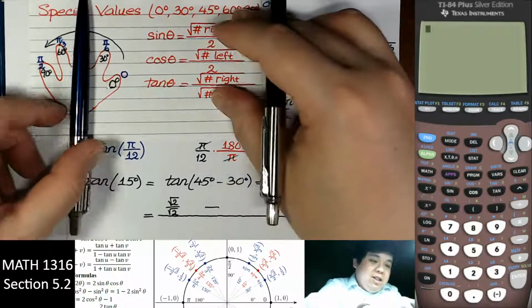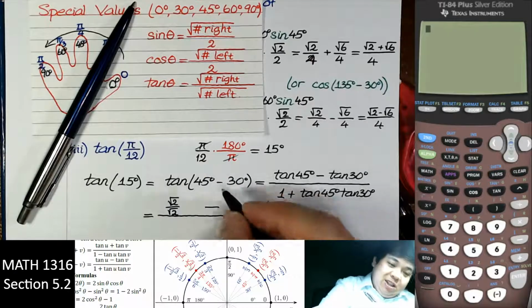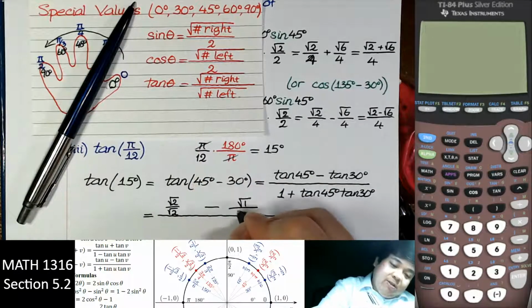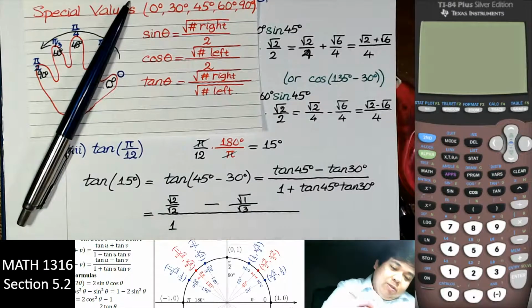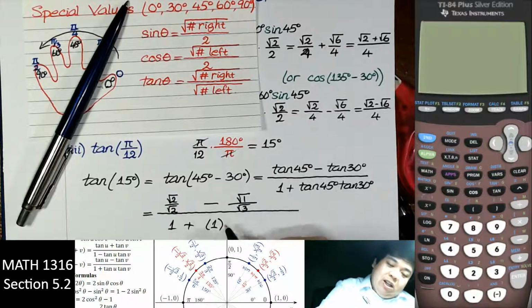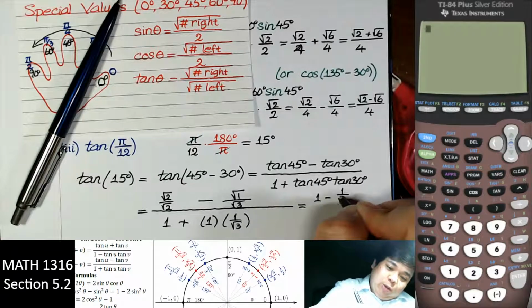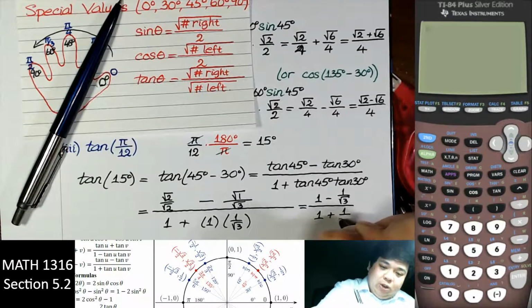Tangent of 30 degrees: square root of the fingers on the right over square root of the fingers on the left. So then 1 plus tangent 45, square root 2 over square root 2 is 1, tangent 30, 1 over square root of 3. So we have 1 minus 1 over square root of 3, over 1 plus 1 over square root of 3.